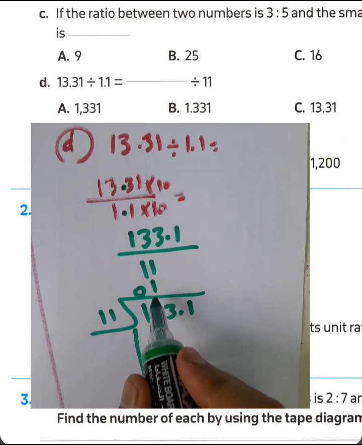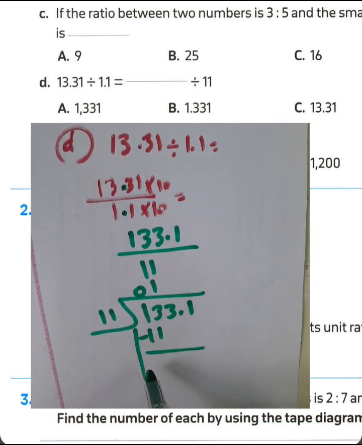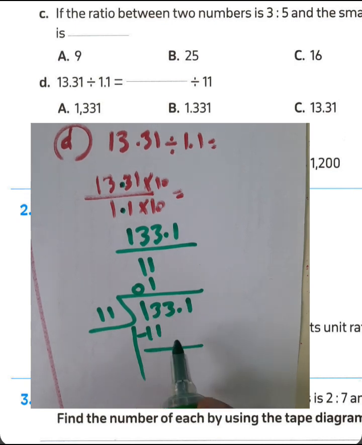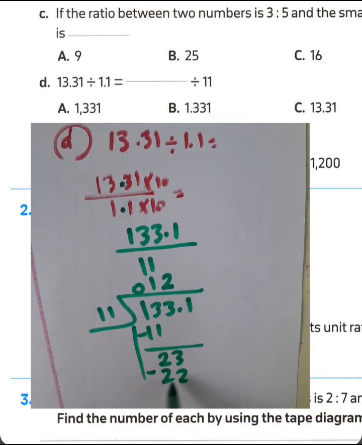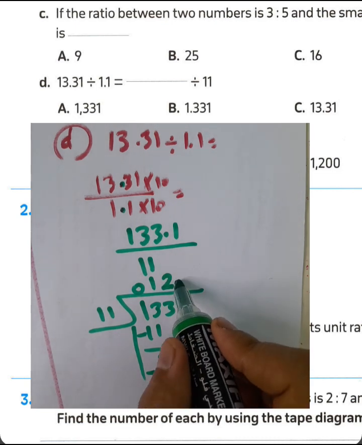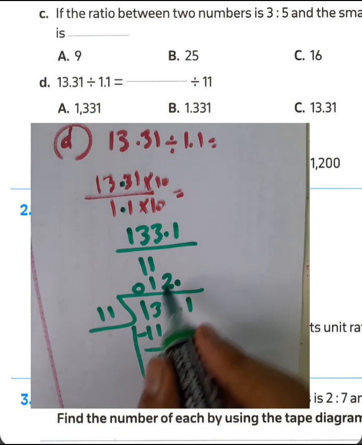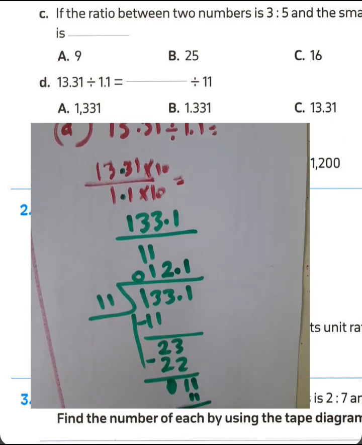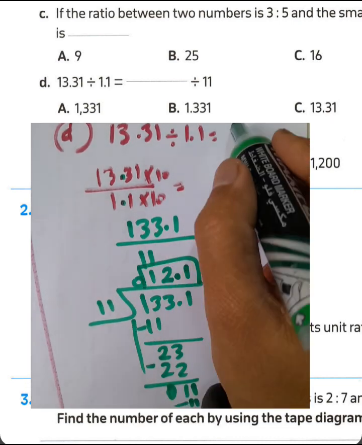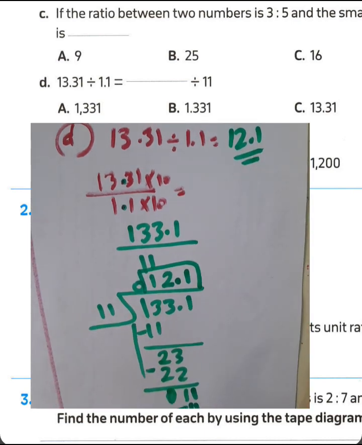Write 0 and 1 times 11 equals 11. Find the difference between the two numbers: 13 minus 11 equals 2, and then drop 3. 23 divided by 11 equals 2, because 2 times 11 equals 22. Then find the difference between the two numbers. It will be 1. And with the point up, drop 1 here. 11 divided by 11 equals 1. 1 times 11 will be 11. Then the difference between them equals 0. Then the result will be 12.1.